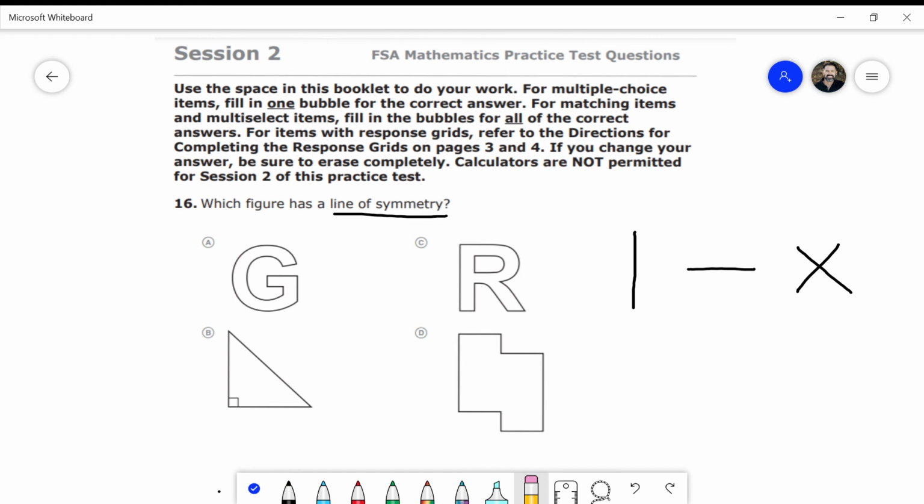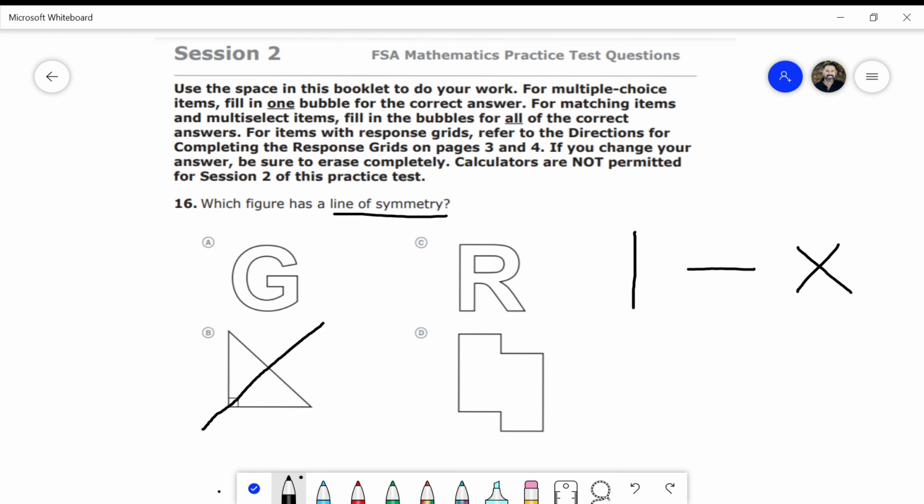Okay, but letter B is a right triangle. That one does have a line of symmetry. It doesn't have it in a vertical or horizontal. It has it in a diagonal going right through the right triangle, or the right angle going in that direction.